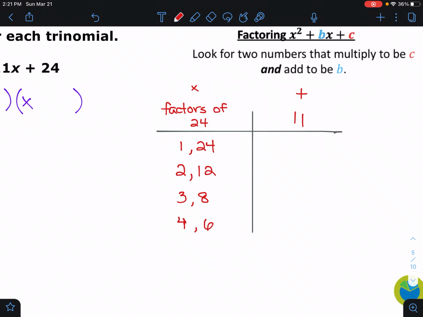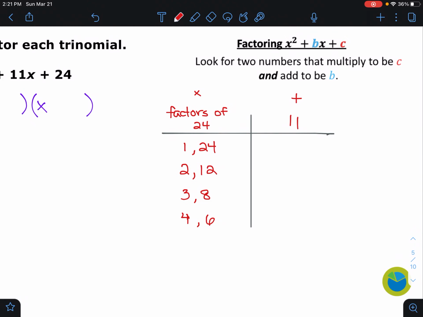Now, those are the factors. Now I want the pair that's going to add up to be 11, right? So if I add these numbers, 1 plus 24 gives me 25. Okay. 2 plus 12 is 14. Okay, now 3 plus 8. Ooh, that's 11. That's what I wanted. That's going to be my answer.